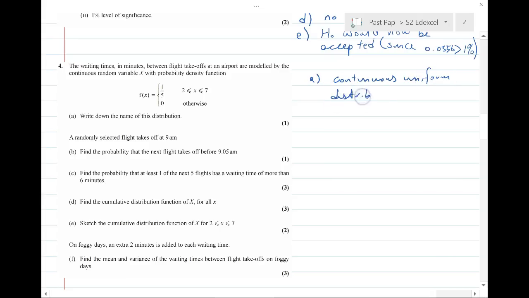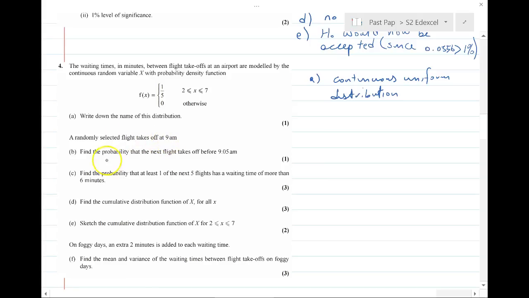So the probability is constant throughout the range. The numbers vary between 2 and 7, but there's nowhere within the range where one is more likely than the other. So this is about a flight taking off at an airport. It's talking about waiting time. The least the waiting time can be is 2, and the most it can be is 7.